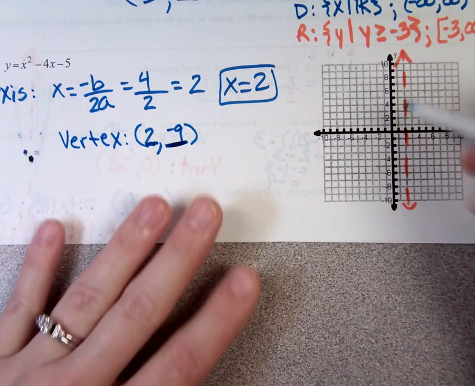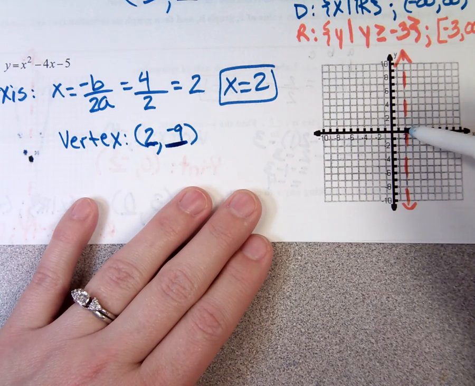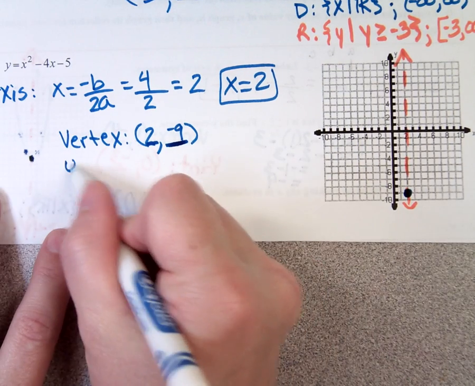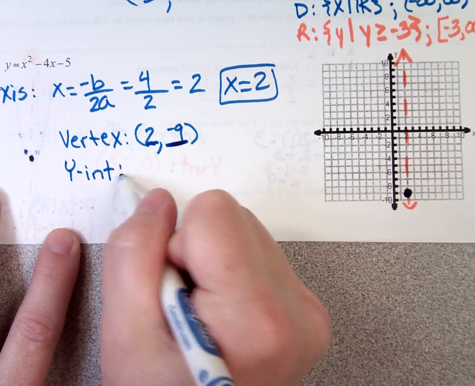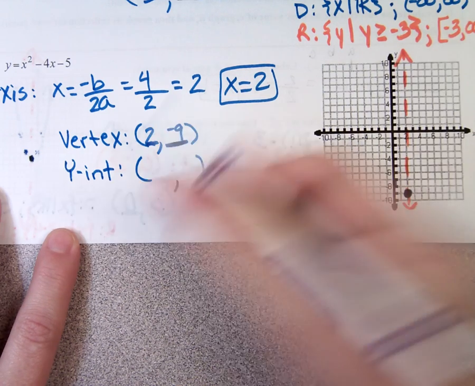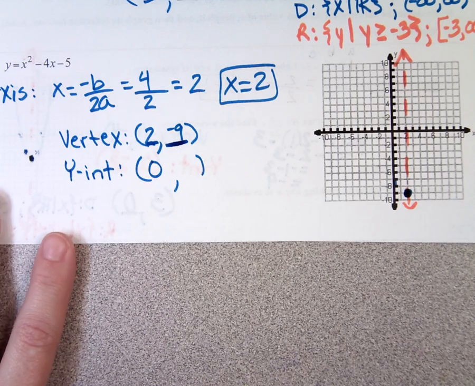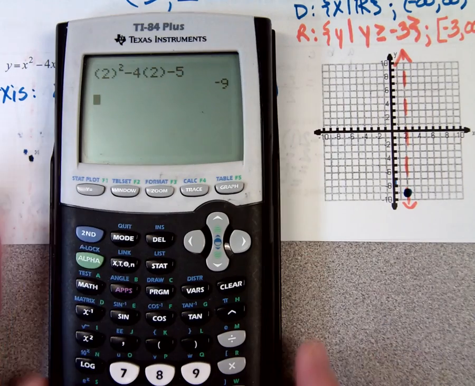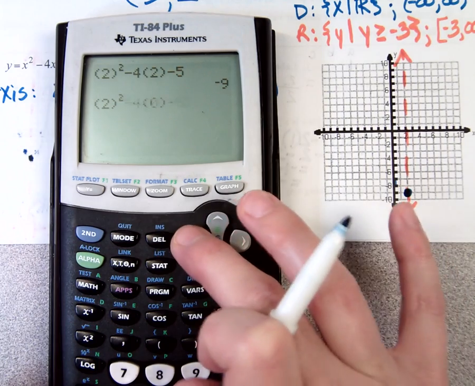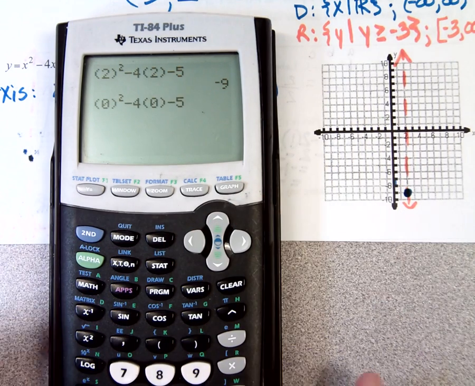Okay, so let's plot our vertex. I'm going to go right 2, and I'm going to go down 9. After we find our vertex, the next thing I want to find is our y-intercept. And y-intercepts always have a what for the what? A 0 for the x. Otherwise, you will not be on the y-axis. So I'm going to put zeros into all my x's this time. I can just go second enter, back it up, put in a 0, back it up, put in a 0. Do you know what it's going to be before I hit that enter?